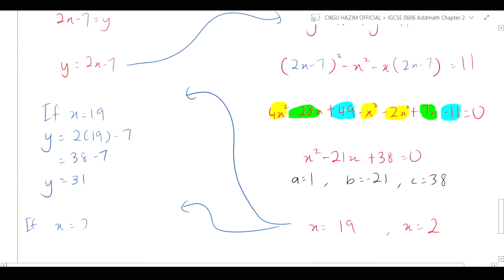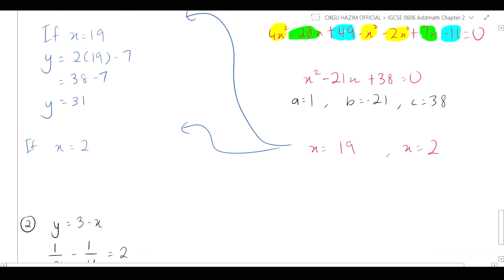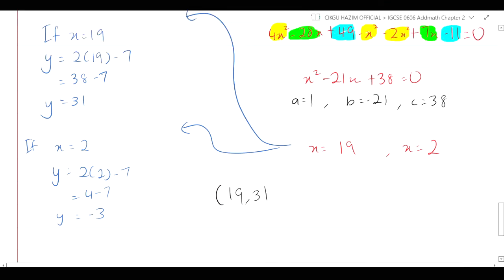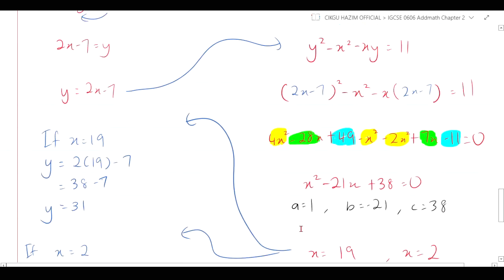Okay, if x equals 2, what is your value of y? Then you do your working as usual. So y equals 2 times (2) minus 7, so you have 4 minus 7, which is negative 3. So then you have two coordinates here: 19 and 31, and 2 and negative 3. That's your answer. Well, I hope it's clear here.